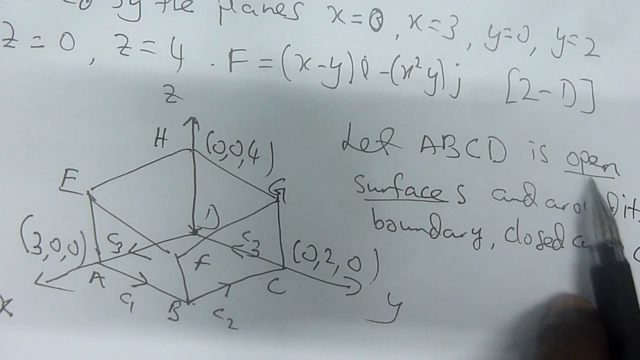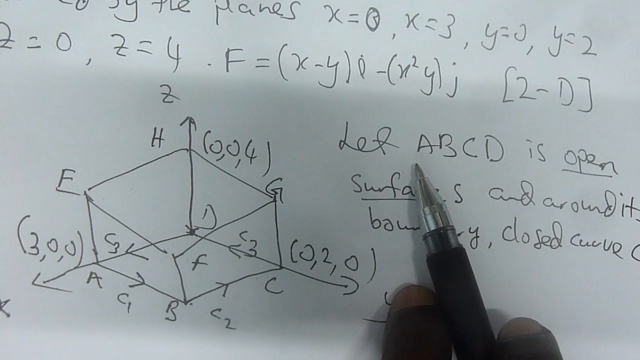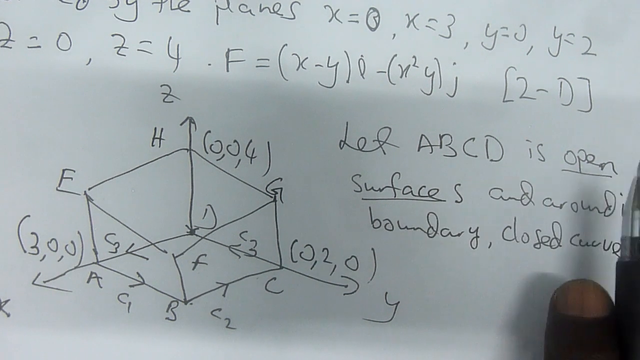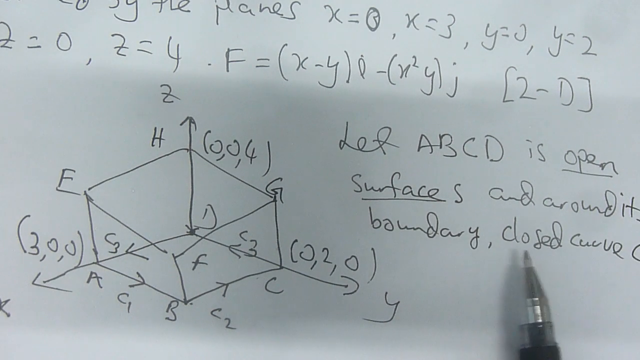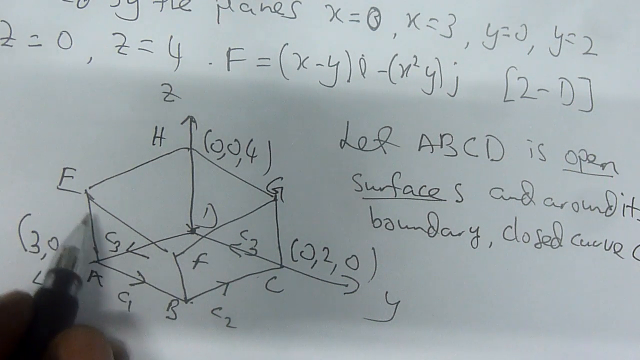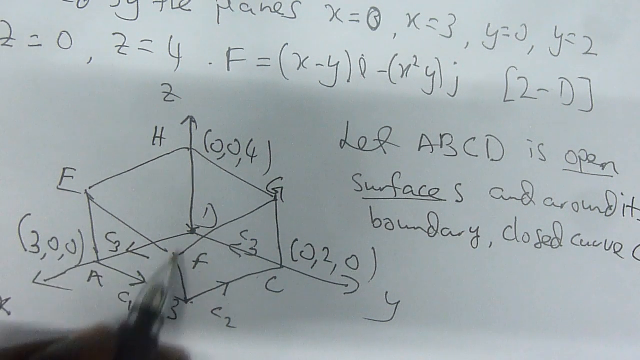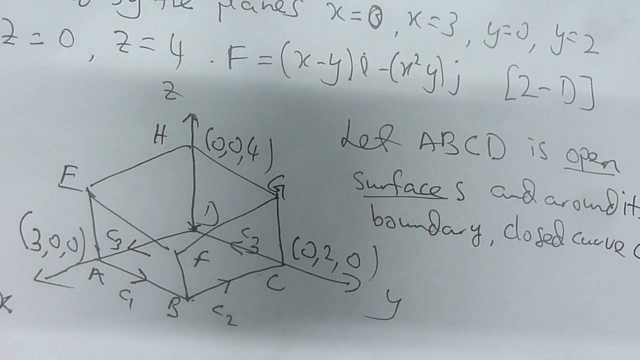Don't ask me again this question, but I just stress to you, in any circumstances, they will give you one open surface S and around its boundary closed curve C, like this. You should see, maybe it can be like A, B, F, E. But in this case, it's given. You will be given; you cannot by yourself assume.